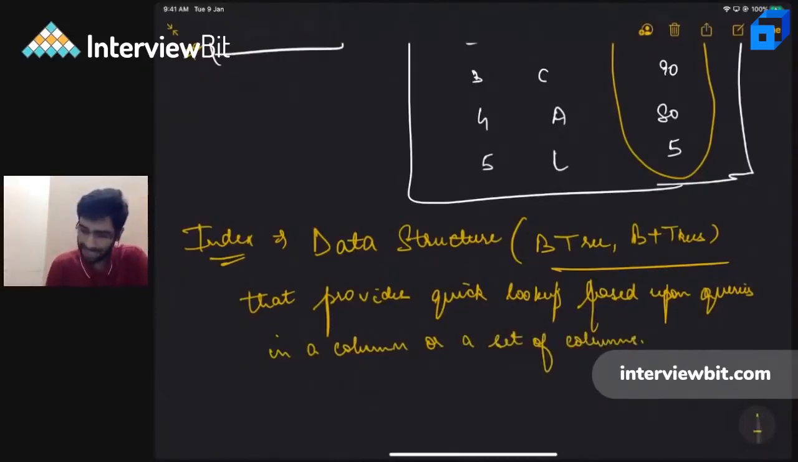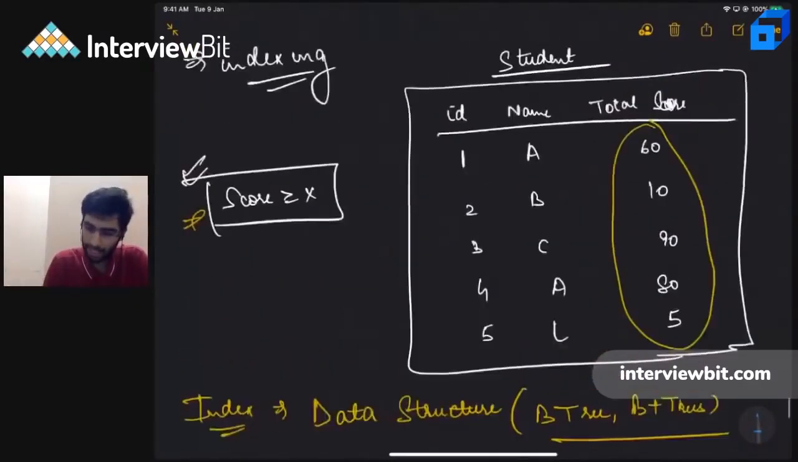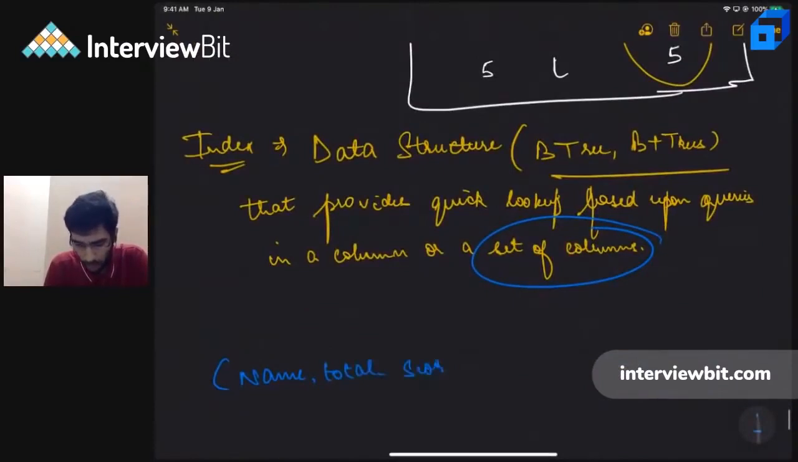What do I mean by a set of columns? Sometimes it can happen that a lot of your queries are not based upon just a particular column, but are based upon a conjunction of multiple columns. For example, all the students who have a name beginning with, let us say, B, and who had a score of less than or equal to 80. Then you probably need an index upon two columns, which can be name and the second one total score. How to choose which columns you will index upon depends upon what your application is doing. What data is your application accessing a lot of times?